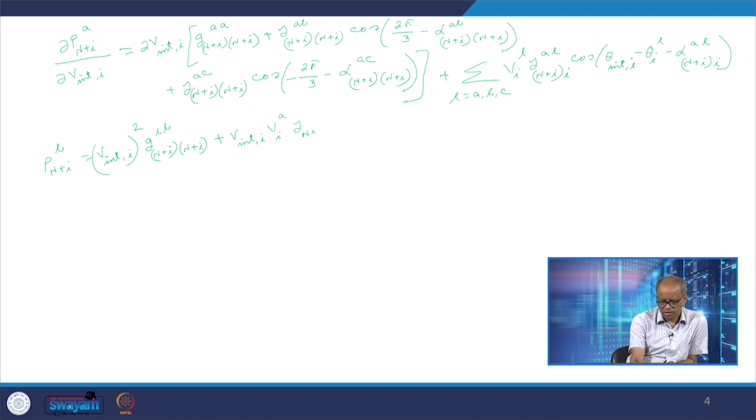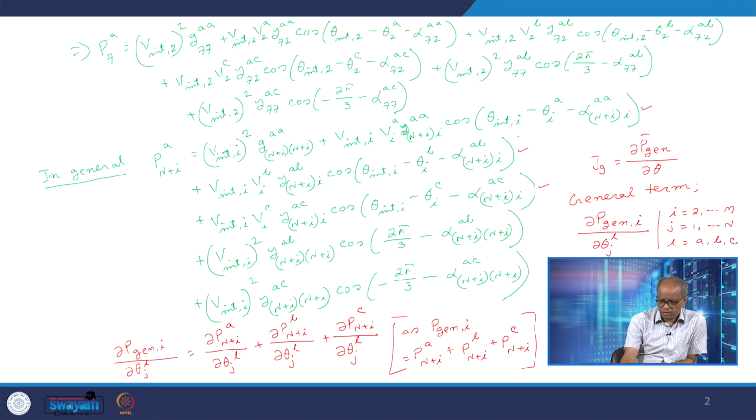Y n plus I B A, it will be B A, then cos of theta internal I minus, now because it is P n plus I B, this angle theta internal I would be replaced by theta internal I minus 2 pi by 3, that is the case. So it would be basically theta internal I minus 2 pi by 3.